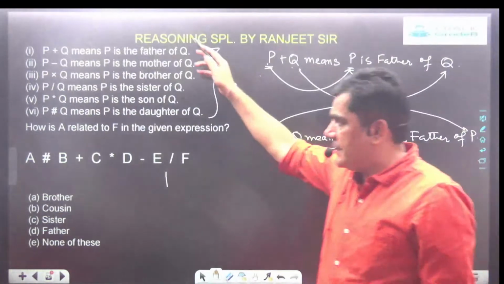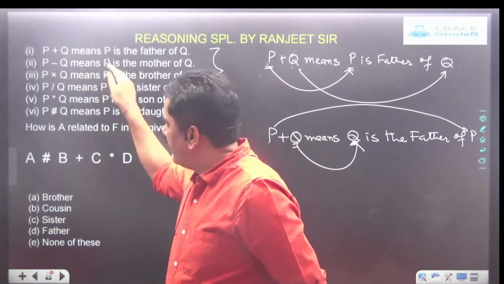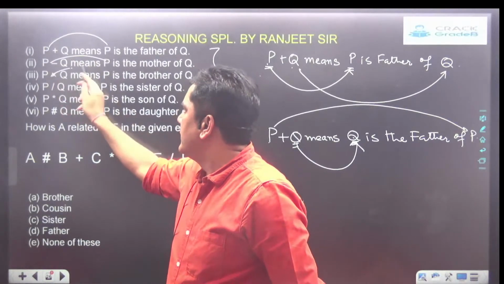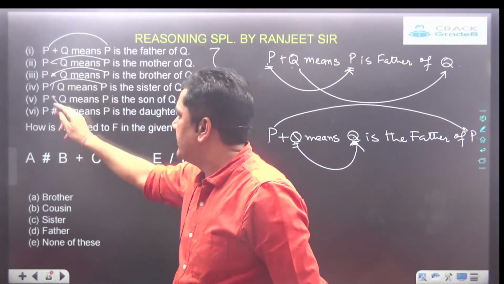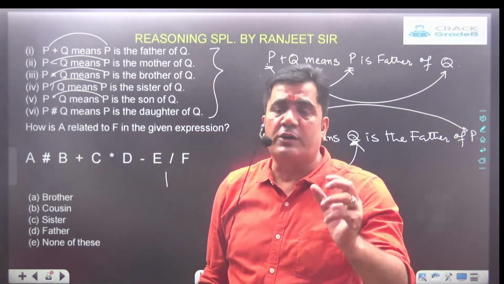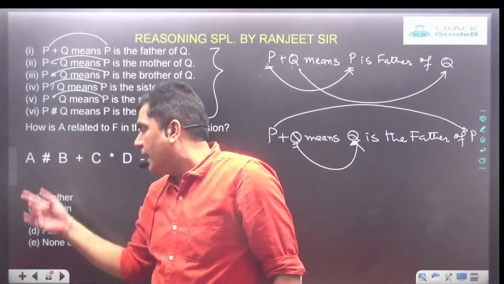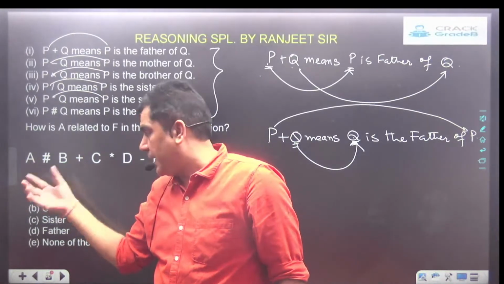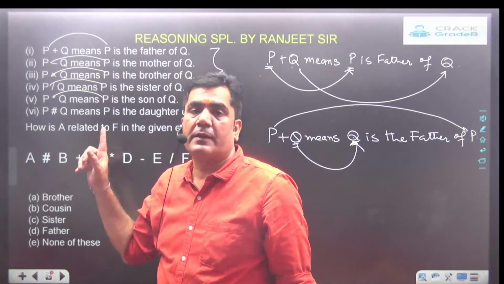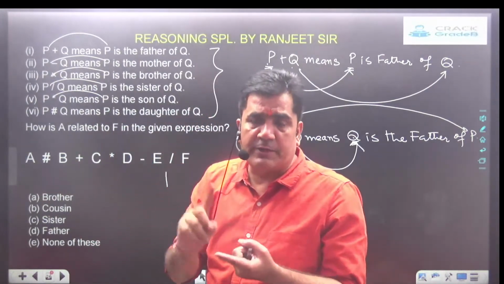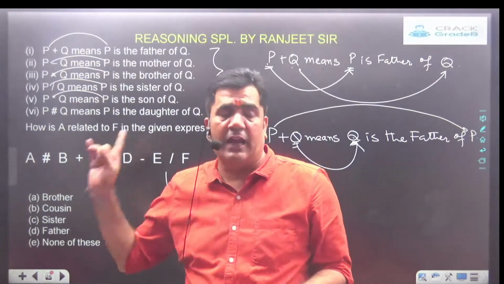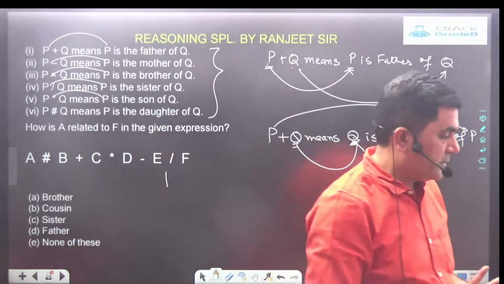Here, in all the directions, the first person has come at the first place. Whenever the first person has come at the first place, it means that out of these two, I am going to read A first and then B. If the first person comes at the first place, you have to read the first variable first and then the last variable at the last. Clear?